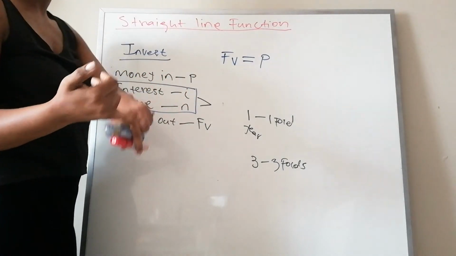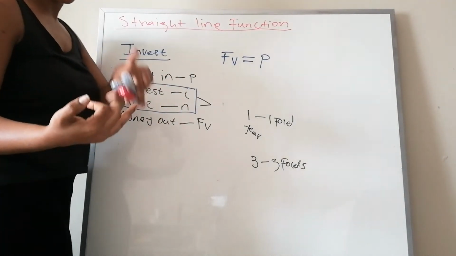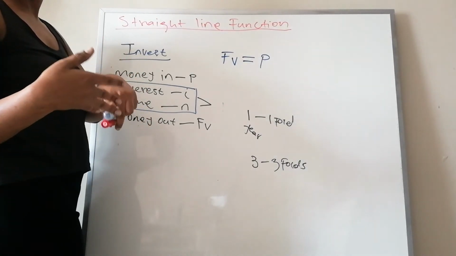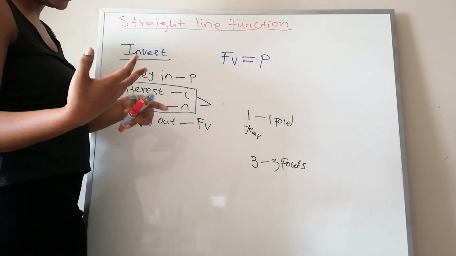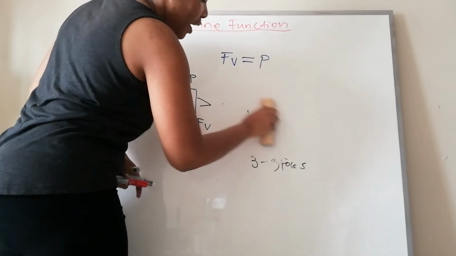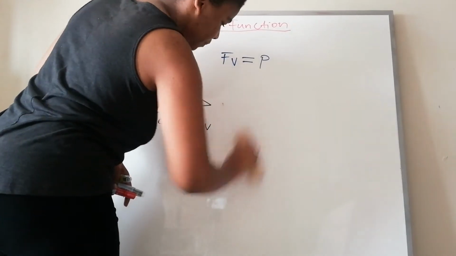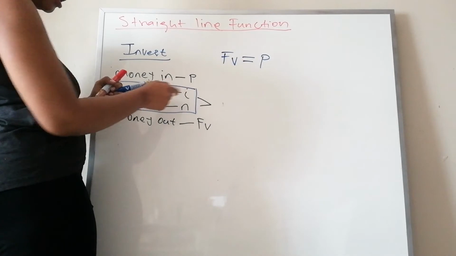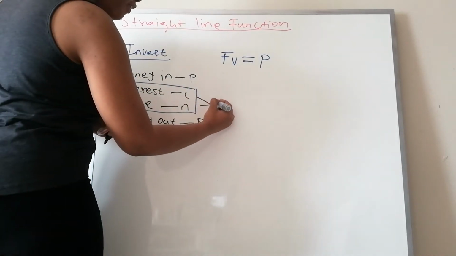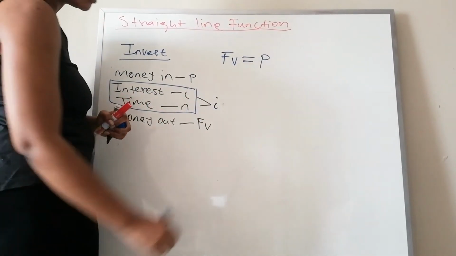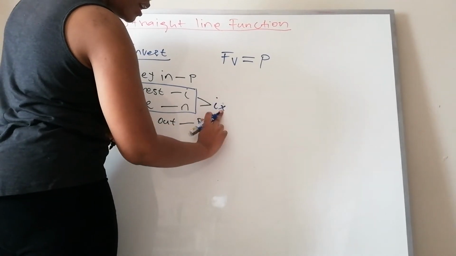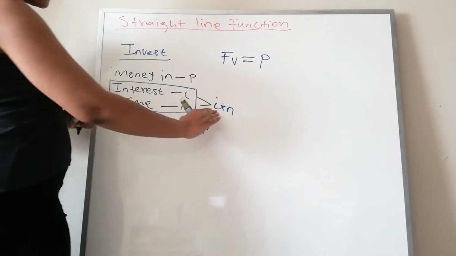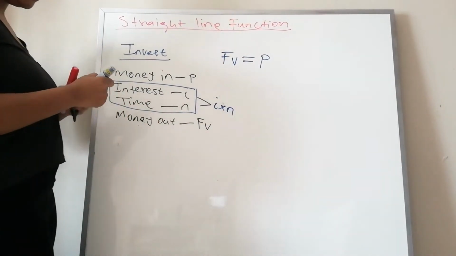So I use the word repetitive, I use the word addition, I use the word multiple. And somewhere in grade 8, grade 9, we defined a multiplication to be a repetitive addition, right? If you still remember. So that means the relationship between these two is that you're going to have multiple amounts of interest over time. So that means there is I multiplied by n.